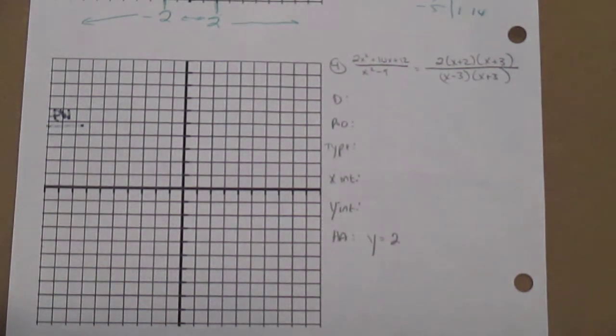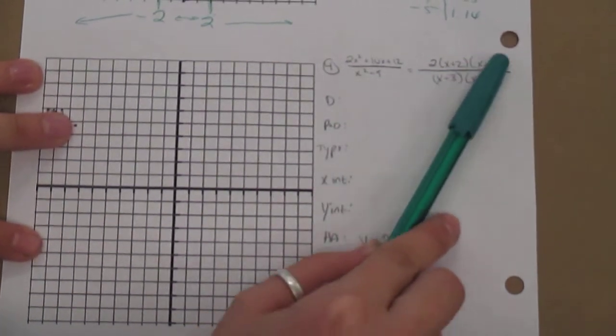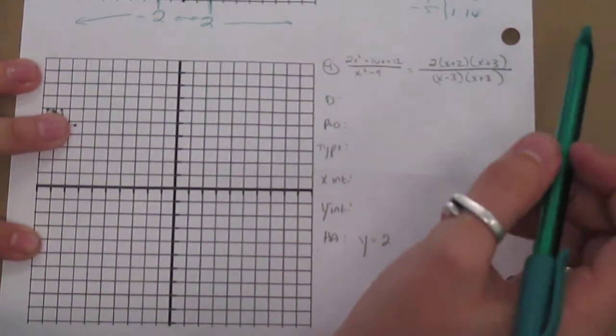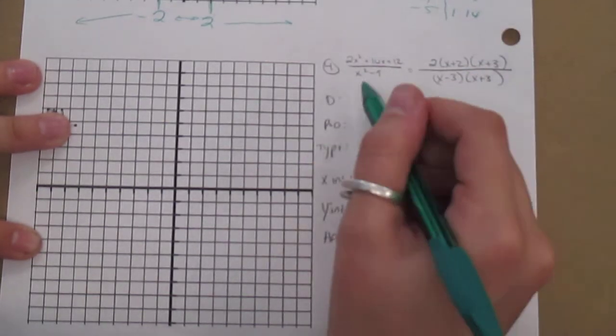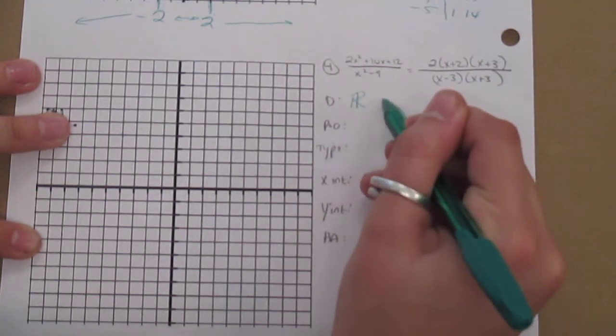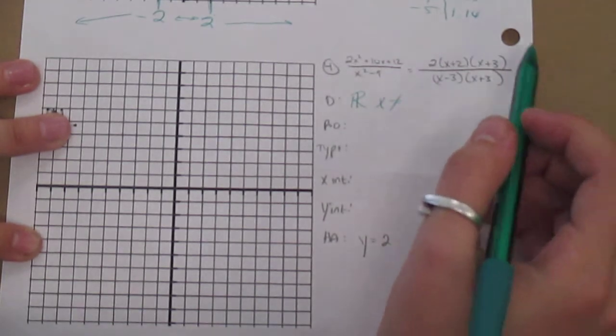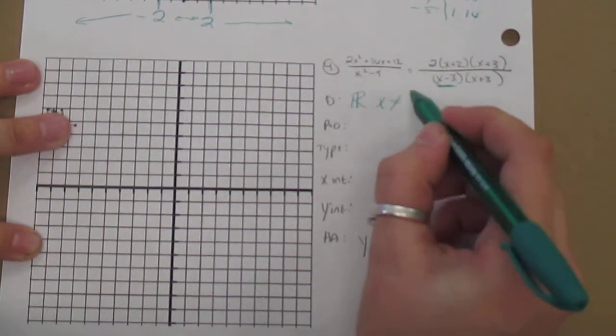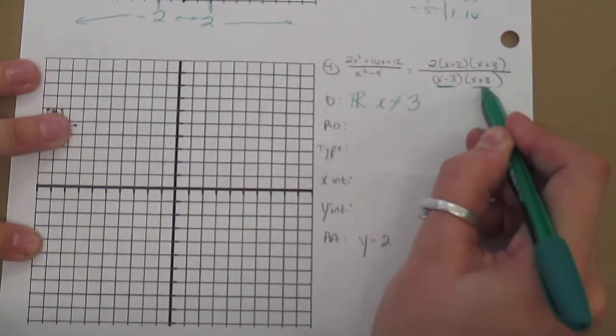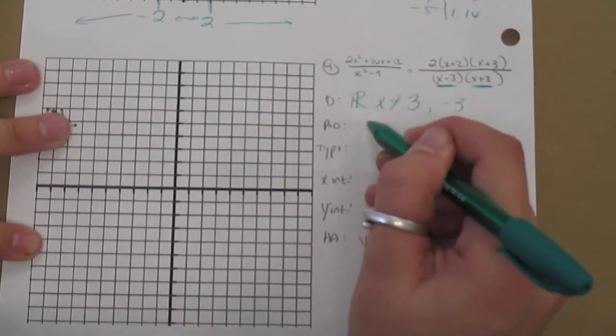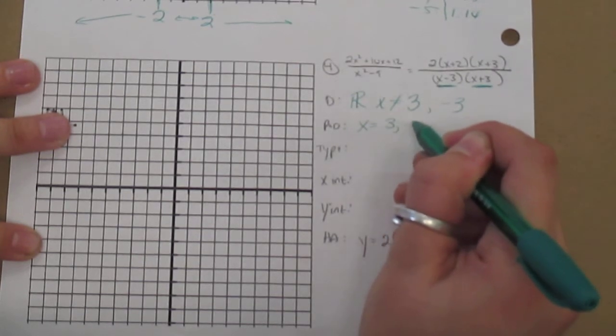All right, here we go with number 4, the last one on review 2. So I already factored this one for you again. So what we want to do is we're just going to go right to the domain. X is all real numbers except for what makes the denominator 0. So what's going to make this part 0 is going to be 3, and what makes this one 0 is -3. So I write that again in my POD.